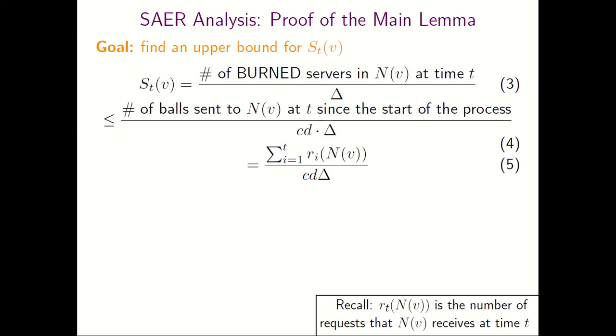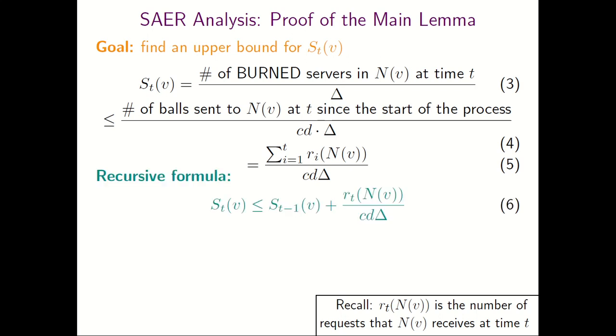Then, recalling that R_t(N(v)) is the number of requests that the neighborhood of v receives at time t, we can write equation 4 as in 5. Then, dividing the sum in equation 5 into two parts, we get the recursive formula. So, the fraction of burned nodes in the neighborhood of v is bounded by the fraction of burned nodes in the same neighborhood at the previous round, plus the number of requests that the neighborhood of v receives at time t over c times d times delta. So, there is equation 6.